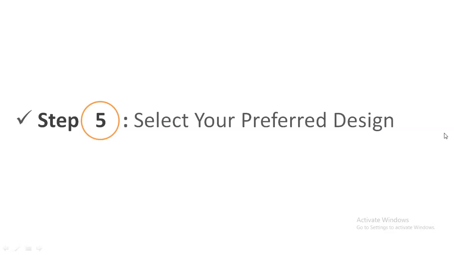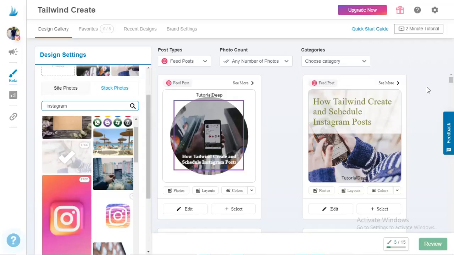Fifth step is to select your preferred design. You will get hundreds of beautiful designs from which you have to select your preferred designs. It also contains separate drop-downs like post types, photo count, and categories to filter your designs.